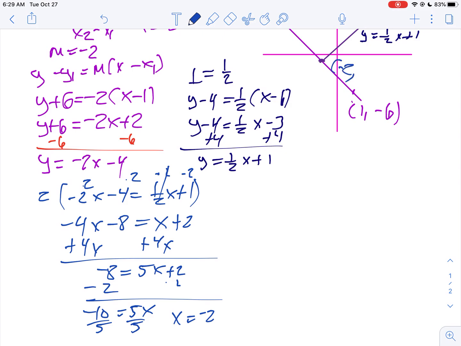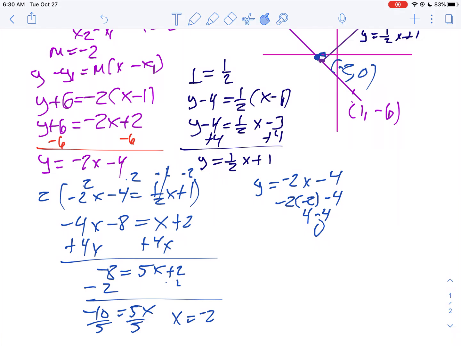Now let's go find y. I think the easiest way is to use our first equation. It doesn't matter which equation, we're going to get the same answer. So y equals negative 2x minus 4, but we know x now is negative 2. So we get negative 2 times negative 2 minus 4. Negative 2 times negative 2 is 4. 4 minus 4 is 0. So my intersection is a little off from my sketch. It's supposed to be at negative 2, 0. It should have been right there. So my estimate was wrong.